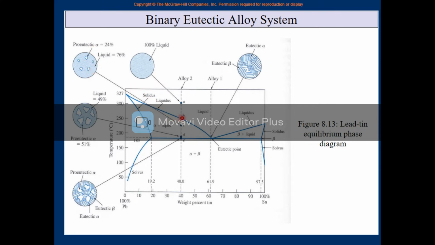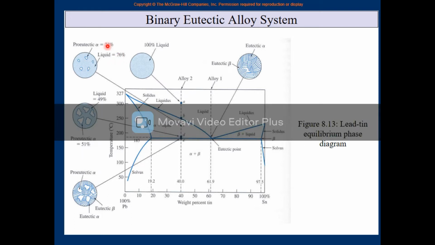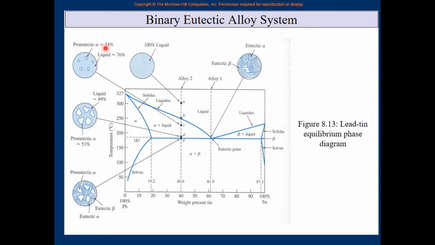Of course, you can draw a tie line here and find the composition of the liquid and the composition of the solid. So here you find 76% liquid and 24% solid. Sorry, this is the mass fraction. But we don't want to find those things. We are not talking of that. Only draw the circle and some small dots. Those small dots are alpha, the rest is liquid.